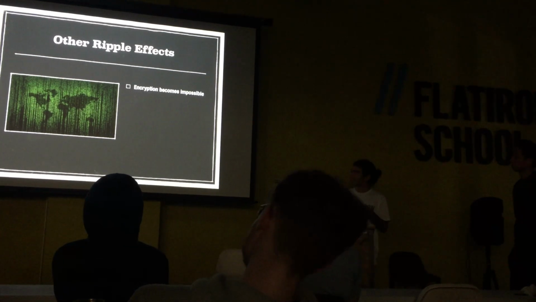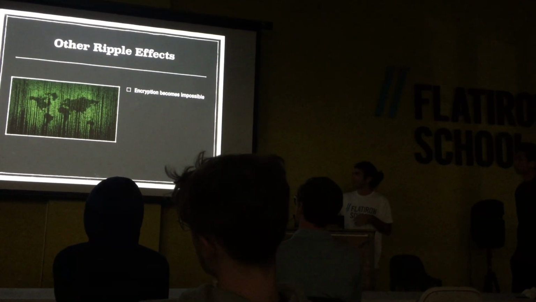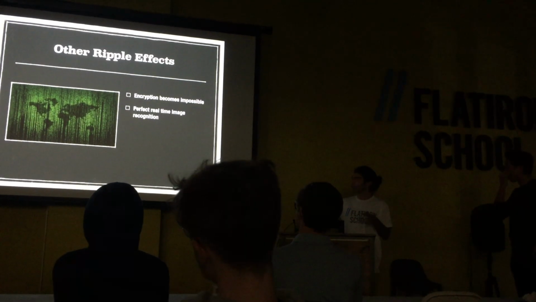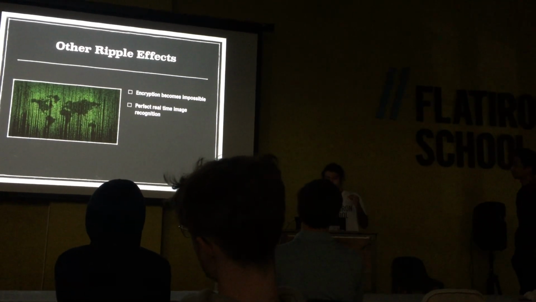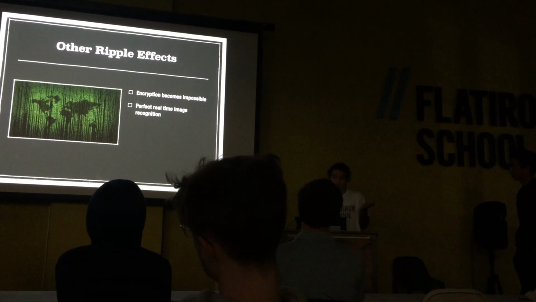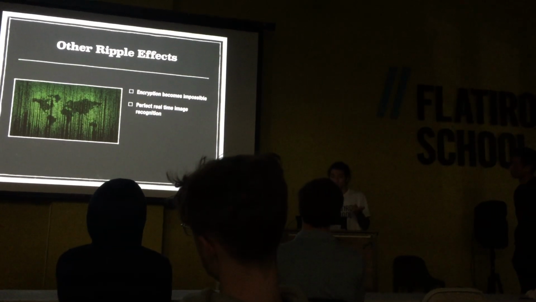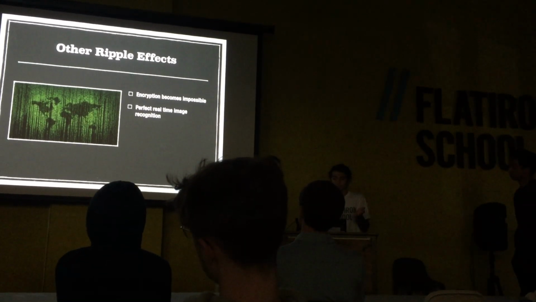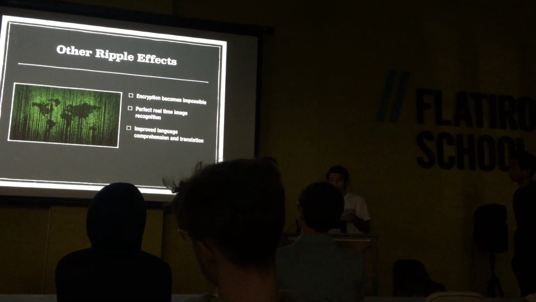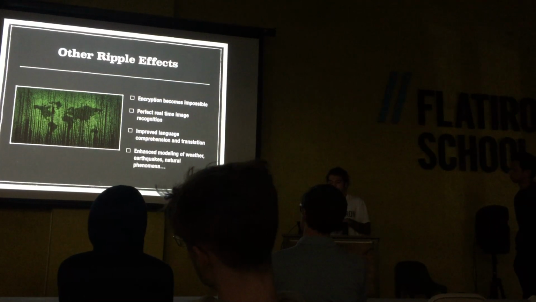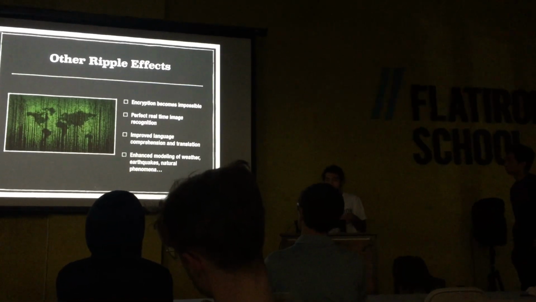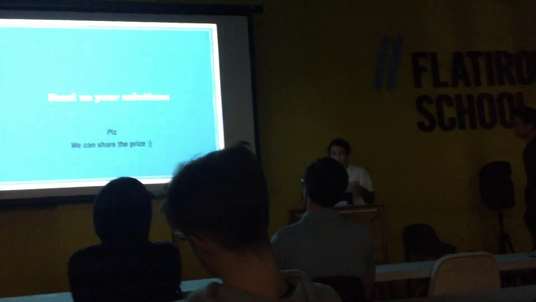Other than the traveling salesman and transportation issues, encryption would become impossible. I don't really know why, but it's something in the way algorithms have to be solved. Also, we would have almost perfect real-time image recognition. We would have drastically improved language comprehension and translation, and also enhanced modeling of weather, earthquakes, and natural phenomena.